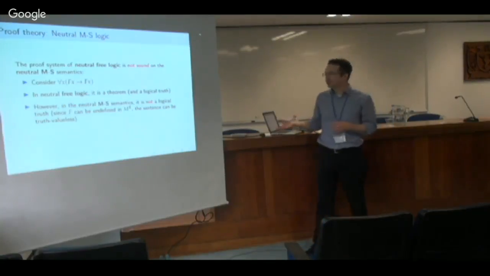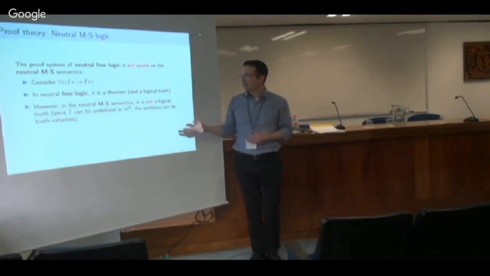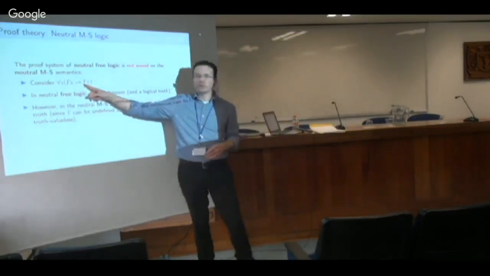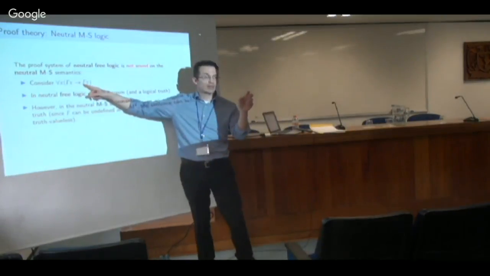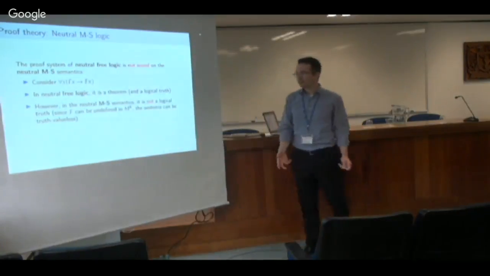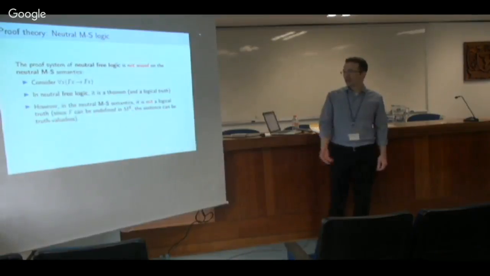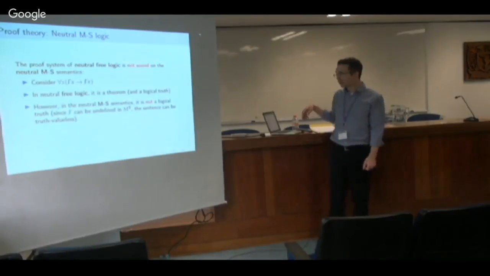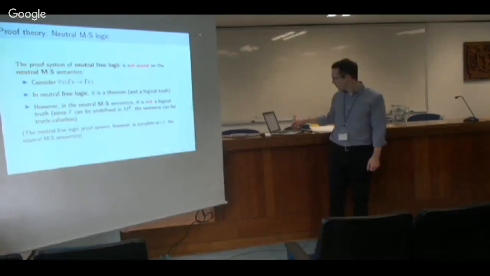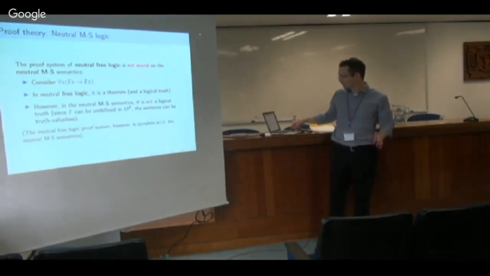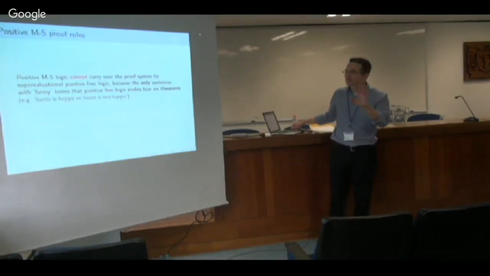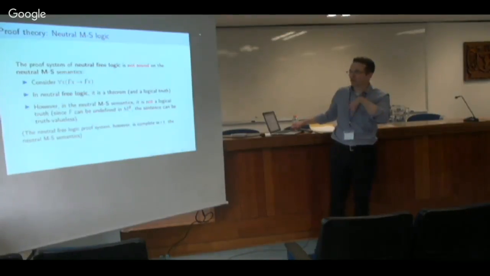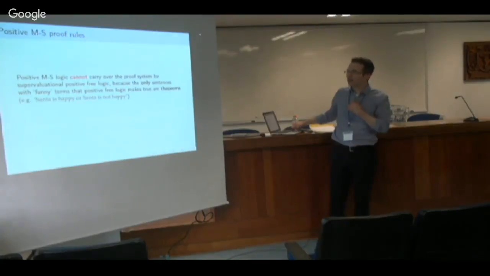However, in the neutral multiply signifying semantics, it's not a logical truth, because this could be like Newton's mass, right, from the point of view of special relativity. But this could be warm-blooded, right? Everything warm-blooded is warm-blooded. The neutral semantics is going to call that truth valueless. So it's not a logical truth. Happily, if you care, the neutral free logic system is complete with respect to the neutral confused semantics. So you can half bring over the work that's already been done. What about positive multiply signified proof rules?